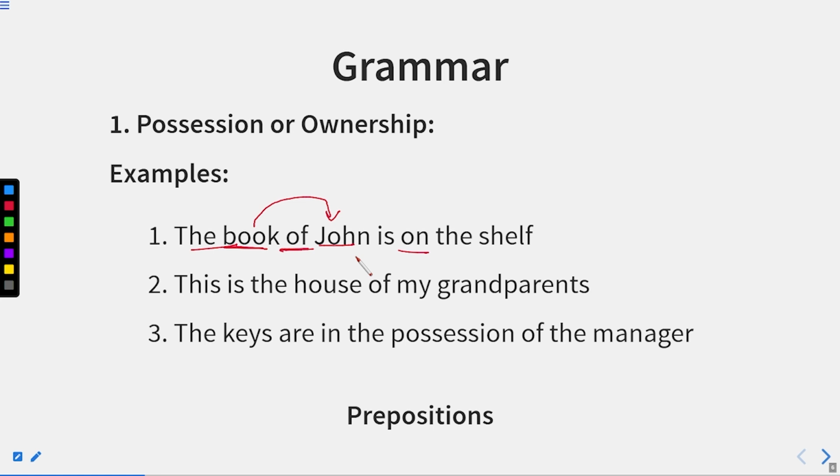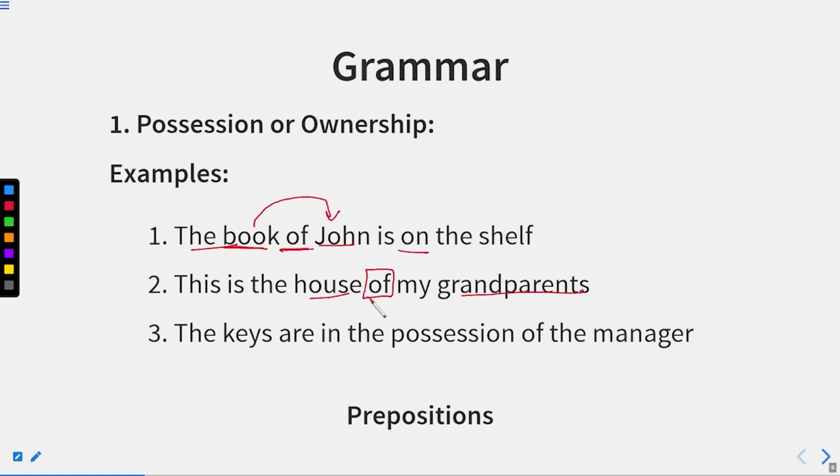In another sentence, we have this is the house of my grandparents. Now, in this sentence, we can see that this house belongs to my grandparents, or we can say the owner of this house is my grandparents or are my grandparents. Now, one more thing is there. The owners of this house are my grandparents. Now, grandparents are the owners. It means it is showing the relationship between house and grandparents. So this is shown by the preposition of.